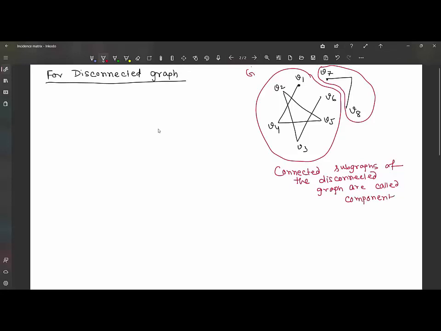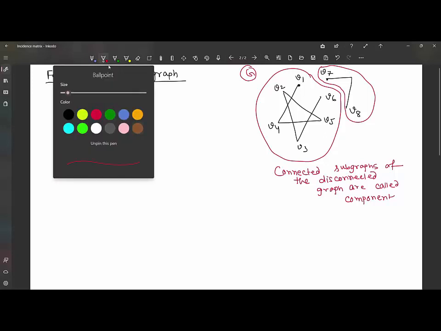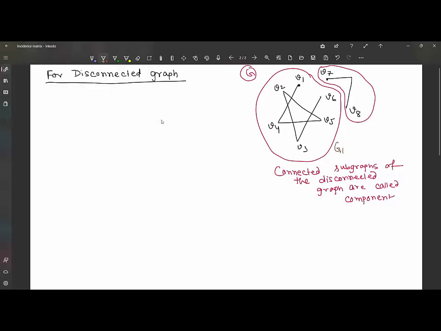So if this total graph is G, then suppose this is G1 and this is G2. Then we can see that G1 and G2 are connected components of G. That means if a graph is disconnected, then you will get some connected components of G. Now, what is the definition and the way for the disconnected graph?